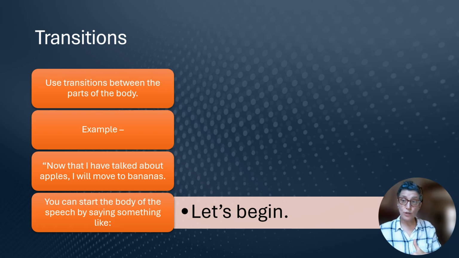And when you get to the conclusion, you can say something like, now that I've told you about, and you fill that in, you explain it, I'm going to start to wrap up my speech. Those are all things you can do to help the audience follow you from the beginning to the middle to the end. And when you start the body of the speech, sometimes people forget that they actually have to tell the audience they're doing that. You can say something like, now, let's begin with my first point.